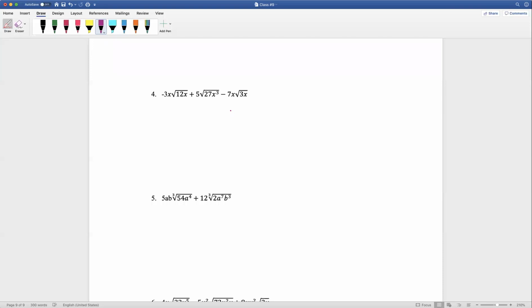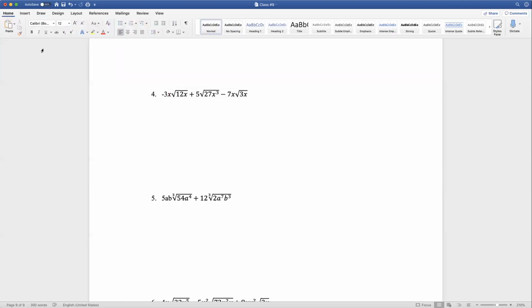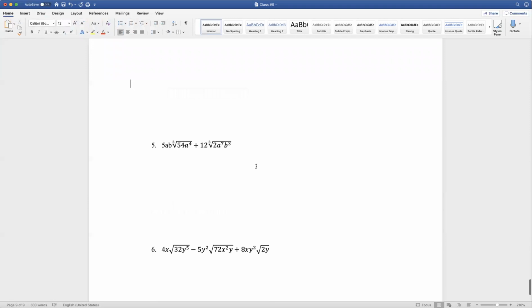Here's what we're going to do first. We're going to look inside each one of these radicals and see what we can do to simplify it. So let's take a look. Let me give this a little bit more space. It's going to require a nice amount of writing. There we go. Got this guy too.